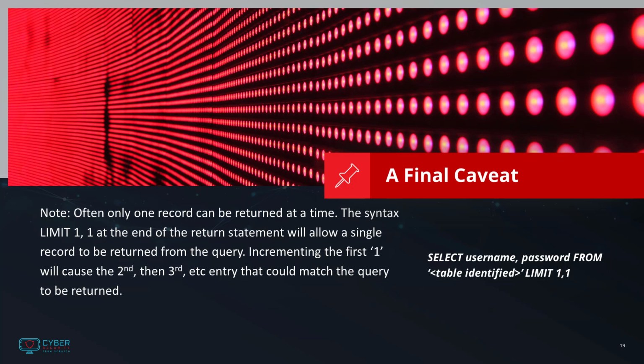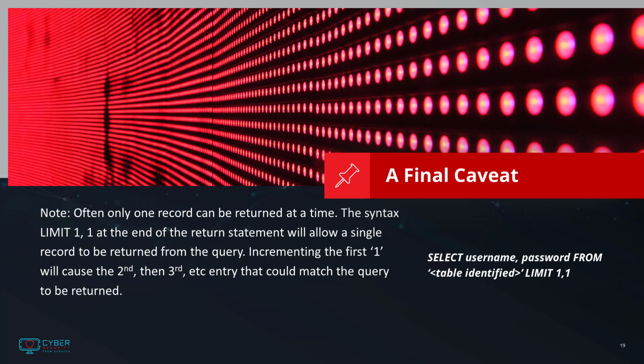Now, a bit of a final caveat. Sometimes, even though the SQL query may be able to return multiple entries with the select statement, the actual server that's distributing the web content won't be able to use it. It's assuming that only a single record is coming back, in which case, if you give it multiple entries with a union statement, things might break. So the way to get around that is to use the limit 1,1 syntax at the end of the return statement, which will force only a single entry to be returned.